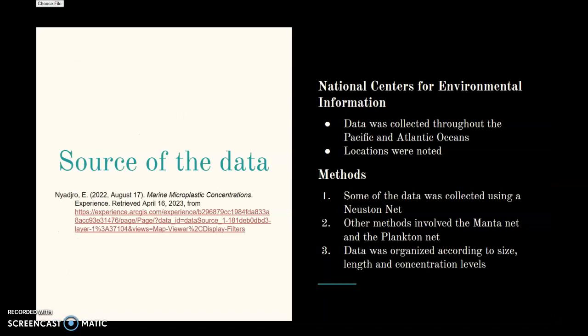Now the source of the data actually came from a website for the marine microplastic concentration. It came from the National Centers for Environmental Information, and the data that I was collecting was based off the Pacific and Atlantic Oceans. The locations were also noted. They did latitude and longitude as well. There were three methods that I saw that they were using: the Neuston net, the plankton net, and the manta net. All of these nets help filter out the microplastics in the water and help them gain an idea of the concentrations.